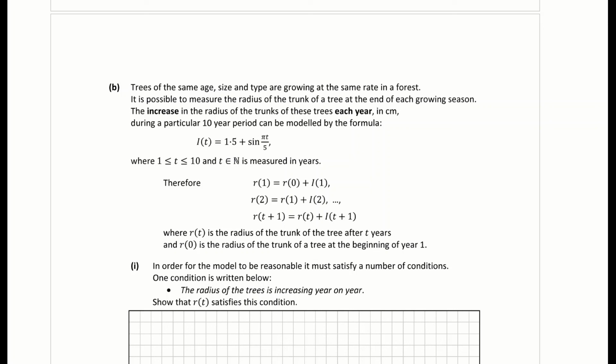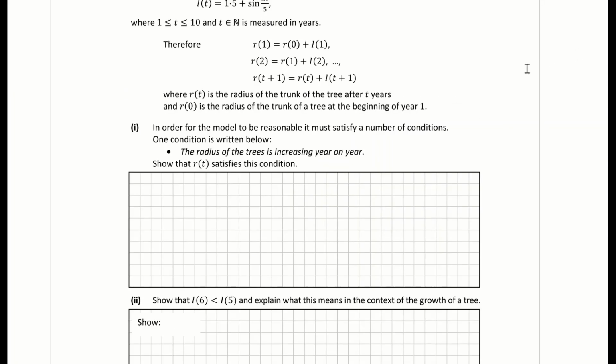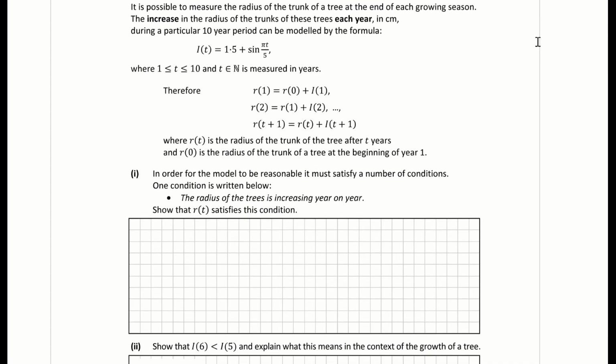So it's a trigonometric formula here. And they've given us a little bit of information about radius 1, radius 2 and radius t plus 1, where radius t is the radius of the trunk after t years, and radius 0 is the radius of the trunk of the tree at the beginning of year 1. Okay, so a lot of information there. In part 1 it says, in order for the model to be reasonable, it must satisfy a number of conditions. One condition is written below, and it's saying the radius of the trees is increasing year on year. Show that radius t satisfies this condition. So show that the radius is increasing year on year.